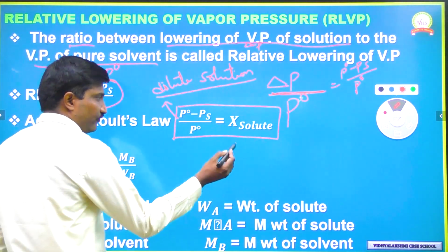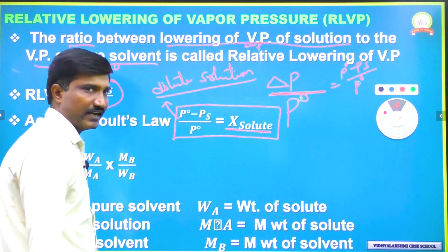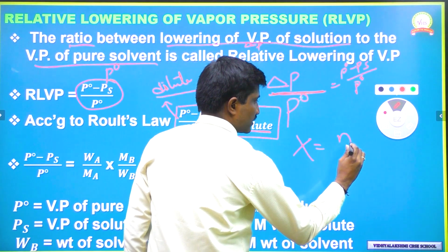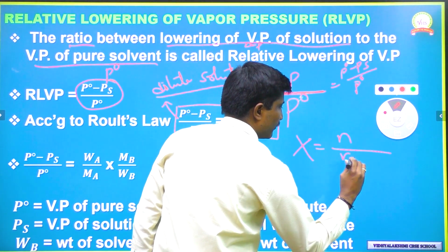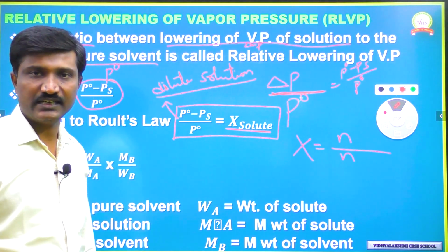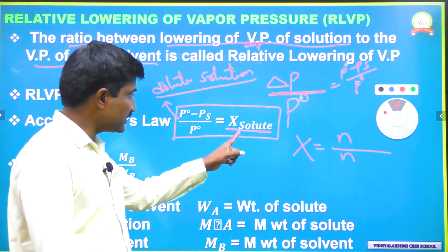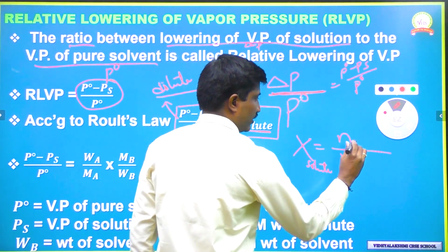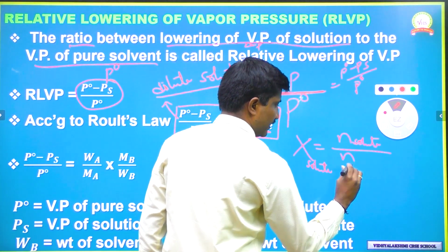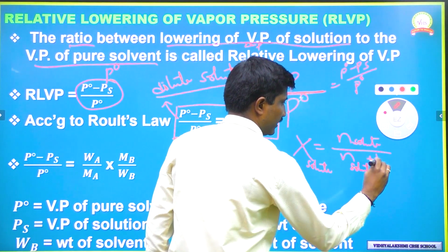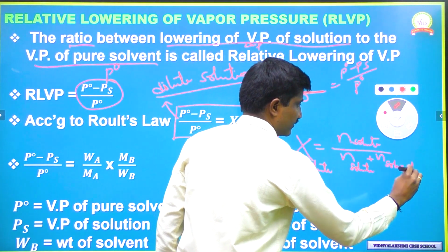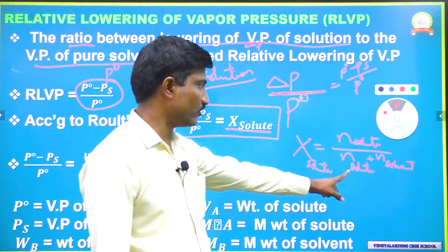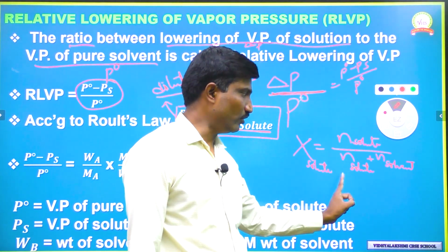Now, according to the definition of mole fraction, mole fraction is the number of moles of that substance divided by the total number of moles of all the components present in the solution. Since we are expressing mole fraction with respect to the solute, X solute is equal to N solute by N solute plus N solvent. That means number of moles of solute by number of moles of solute plus number of moles of solvent, because the solution contains only solute and solvent. So total number of moles.